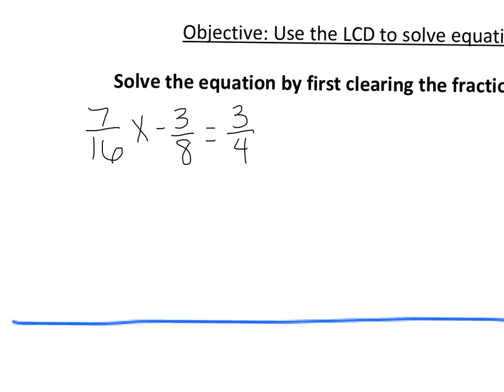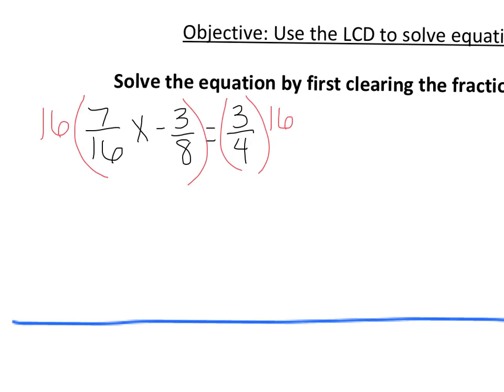So if I look at 16, 8, and 4, think of a number that is a multiple of all of those numbers. Now, if you're not sure, you could make your cake. For me, I'm just going to think through the multiples of each number, and I do notice that all 3 of these numbers go into 16. So once you find the least common denominator, you multiply both sides of the equation by that number. What this is going to do is get rid of all my denominators.